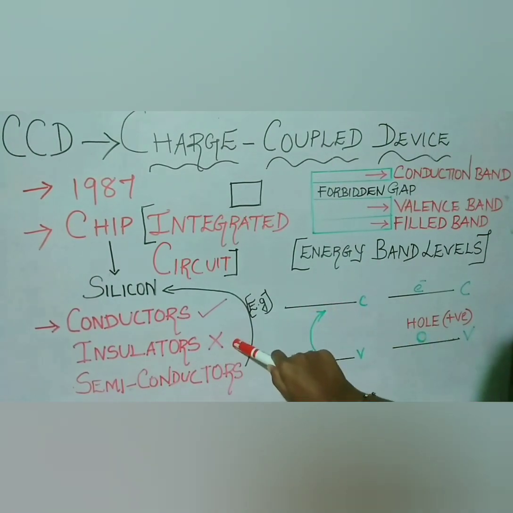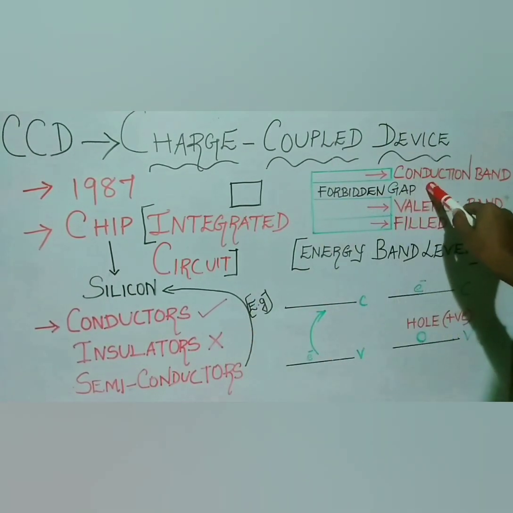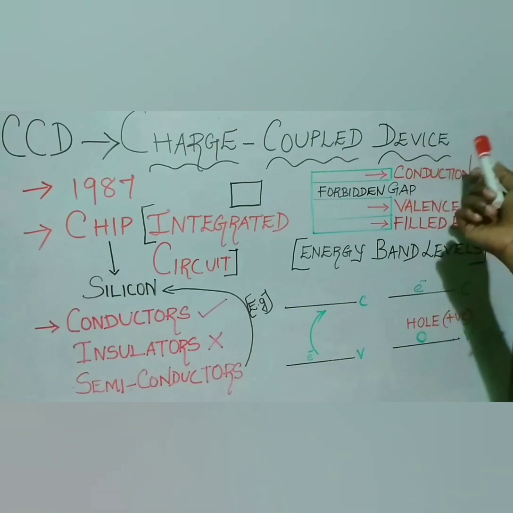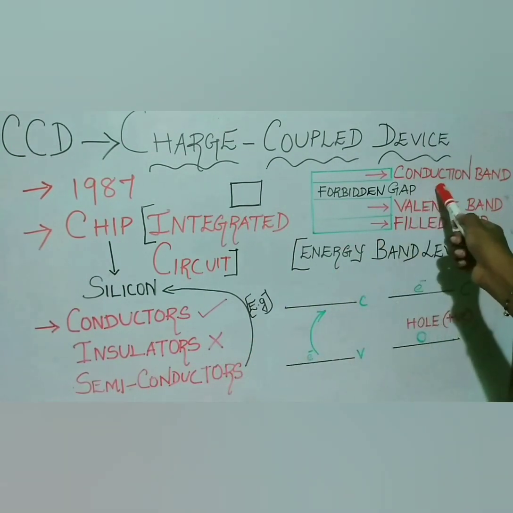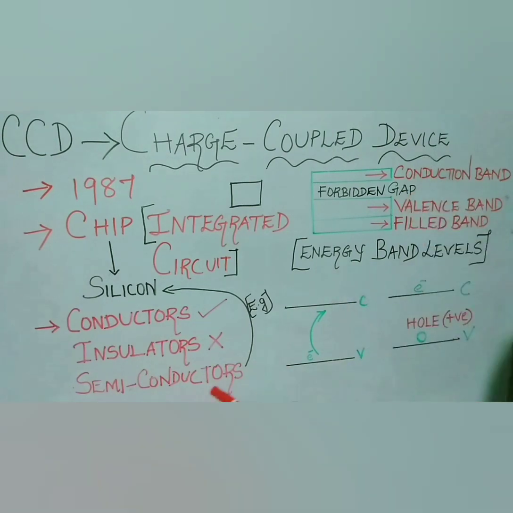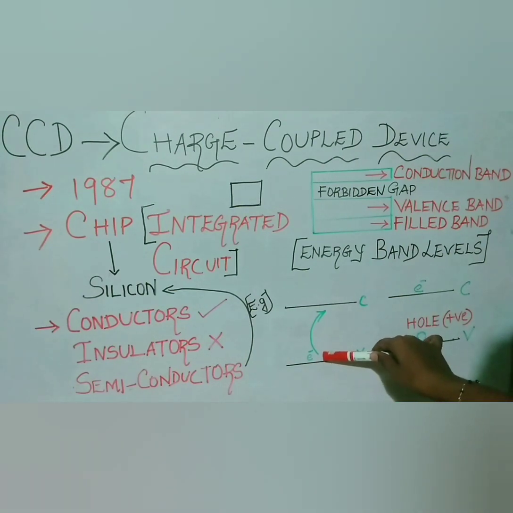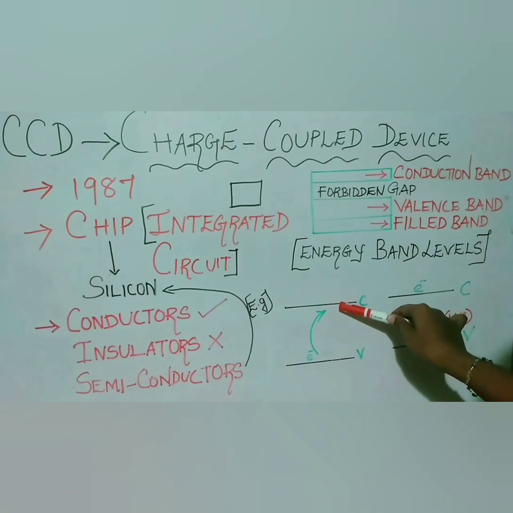In case of insulators, this forbidden gap is more. It is more than 9 electron volts. Okay, so electrons won't move easily from valence band to conduction band. In case of semiconductors, this forbidden gap is very less. At low temperature, a semiconductor material will behave like an insulator. Why is it behaving like an insulator? At low temperature, there is lack of sufficient energy. So, electrons won't move easily from valence band to conduction band.